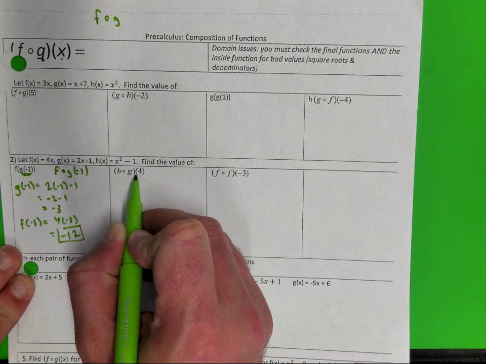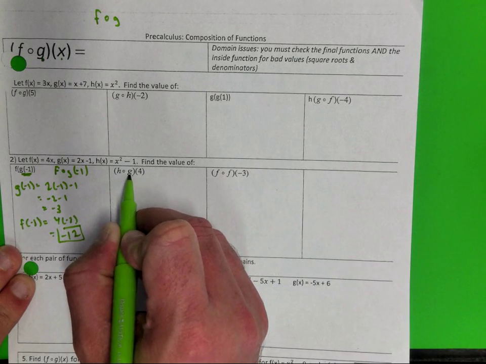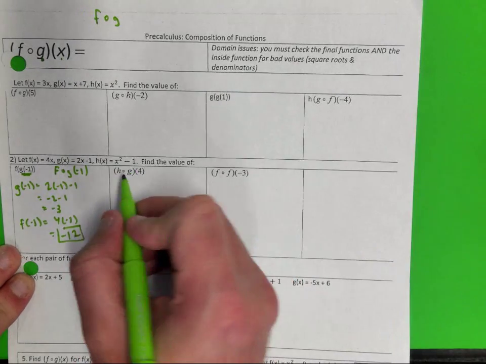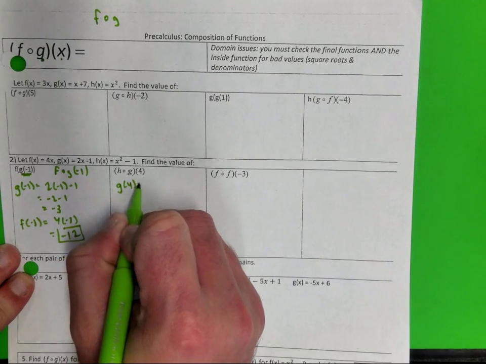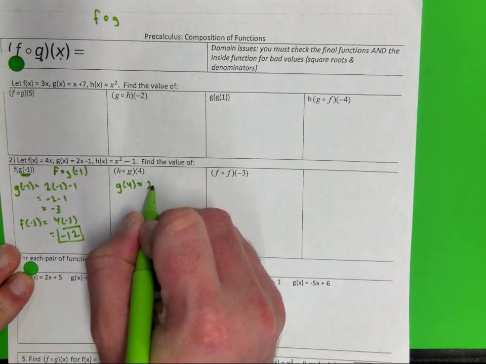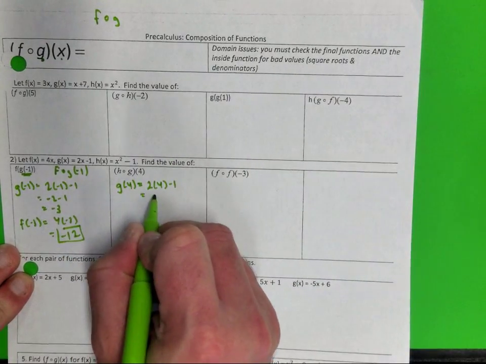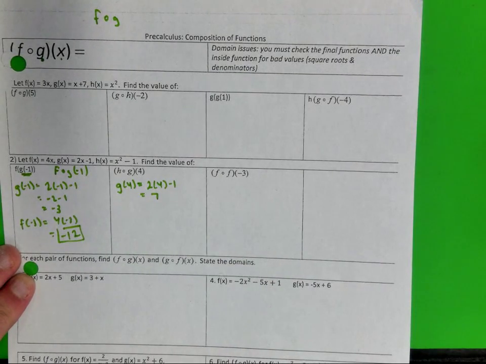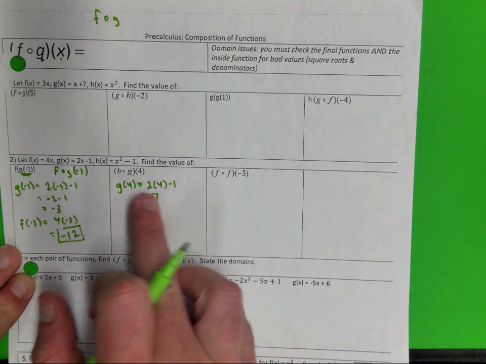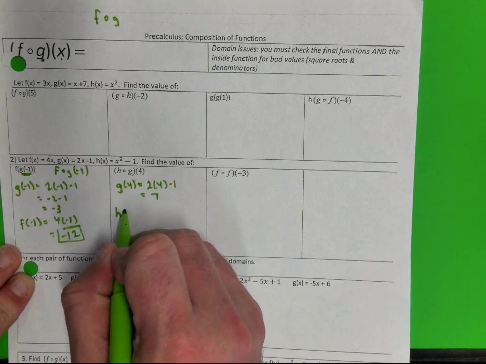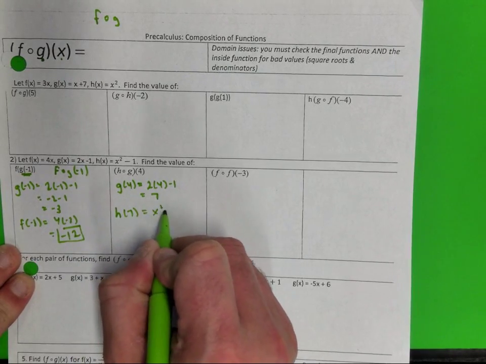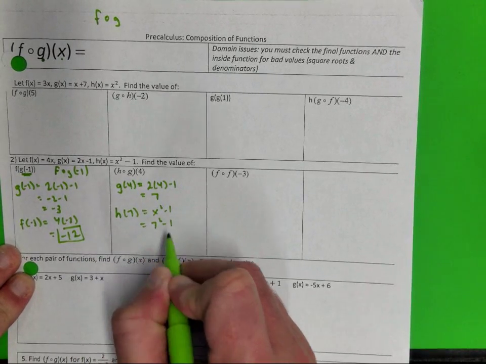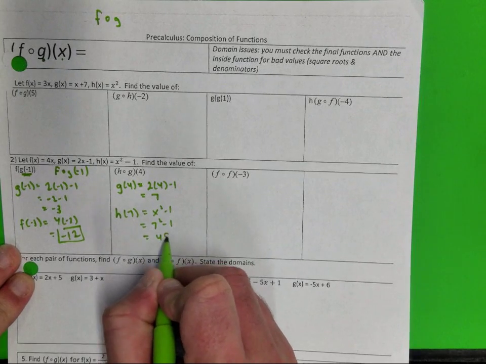Okay, 4 is closest to which one? G. So g of 4 equals 2 times 4 minus 1, which is 7. Now I take 7 and plug into which one? H. 7 squared is 49 minus 1 is 48.